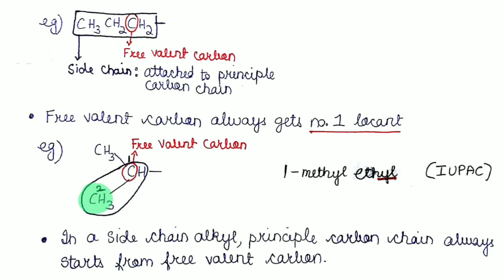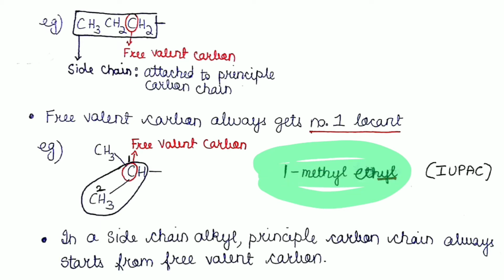However, we will start our naming from the free valent carbon atom and we will give it number 1 locant because it is attached to the principal carbon chain, whatever it may be. The principal carbon chain might be anything, but here we are concerned only with the side chain naming. So the free valent carbon atom gets number 1 locant. So the name of this side chain would come out to be 1-methyl ethyl. That is our side chain name, 1-methyl ethyl.